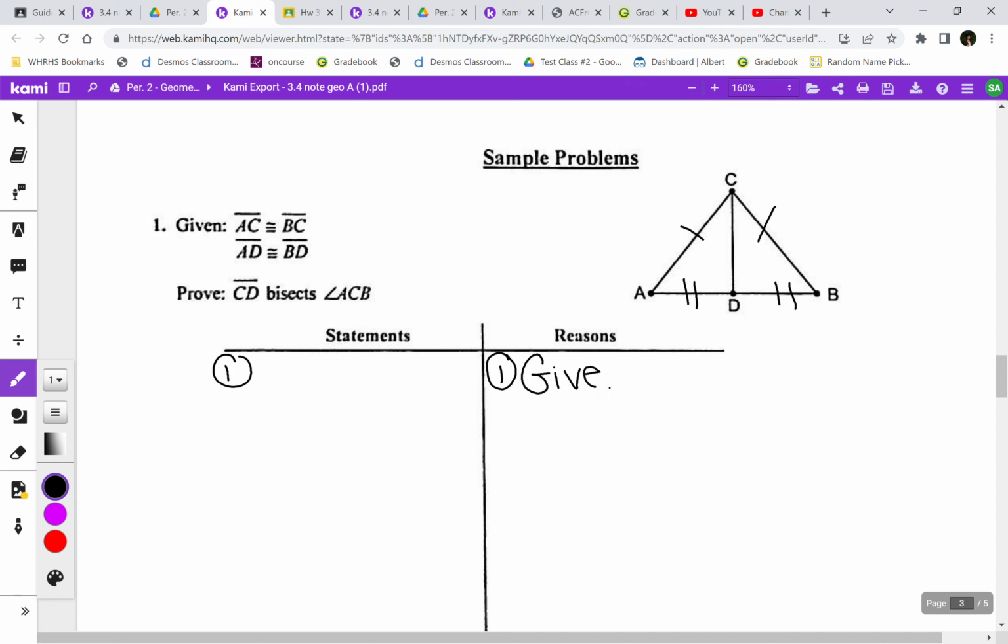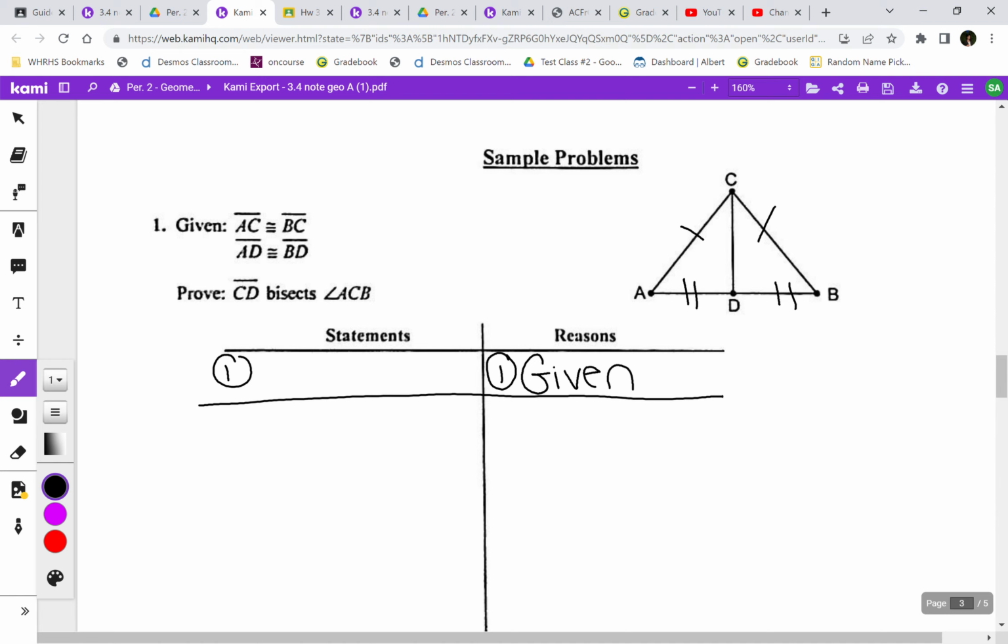All right, let's look now at what we want to prove. We would like to prove that CD bisects angle ACB. If an angle is bisected, what results from that bisector? Somebody knew. When you bisect an angle, what do you get? Max. Two congruent angles.